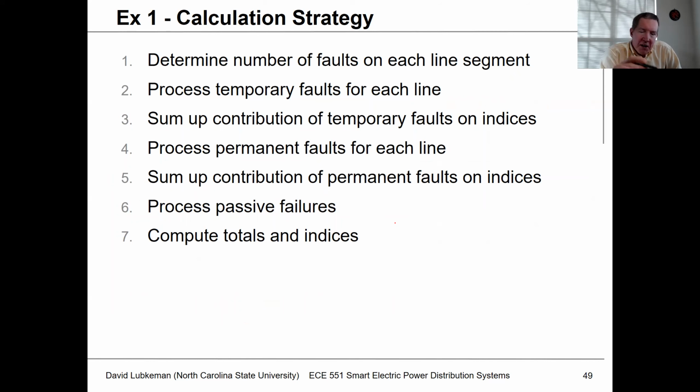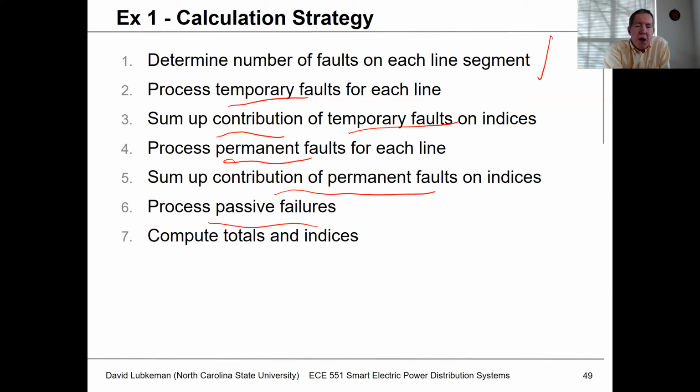All right, so again, our calculation strategy is broken down a little bit more for this particular case. First, I need to know what my different contingencies are. I put together what I call a contingency map that highlights where all my different faults are going to be. Then I'm going to first process the temporary faults, and for each temporary fault, I'm going to look at the response. I'm going to sum all this up to get a net effect for all my temporary faults. Then I'm going to process all the permanent faults, one for each line segment, find the response to each of those, and sum up the contribution of the permanent faults.